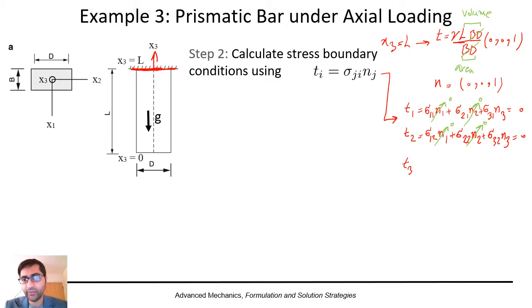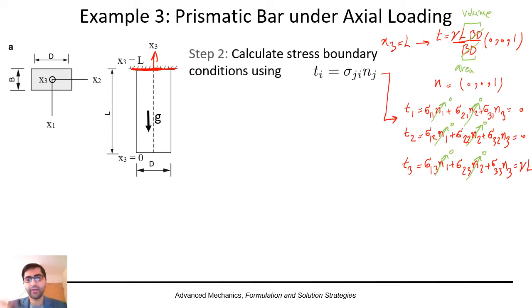For T3, we have sigma 1, 3, N1 plus sigma 2, 3, N2 plus sigma 3, 3, N3. Again, N1 is 0, N2 is 0, N3 is 1. So sigma 3, 3 is equal to T3, which is gamma L.